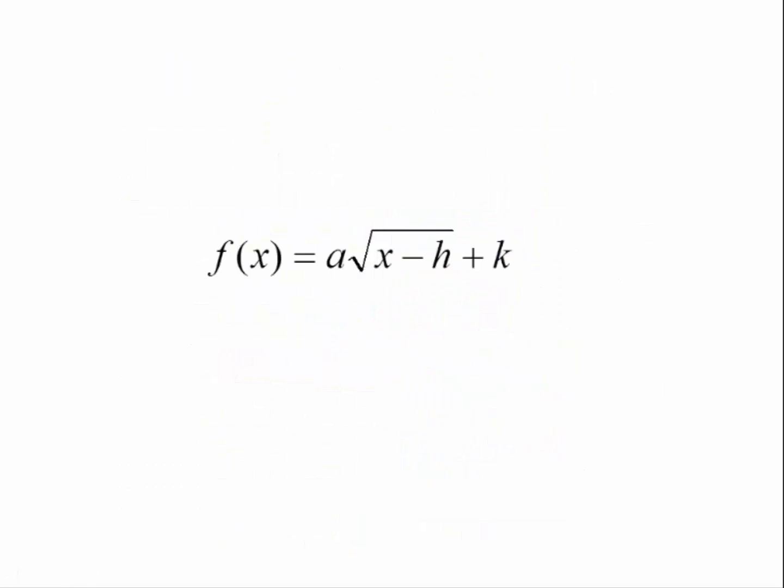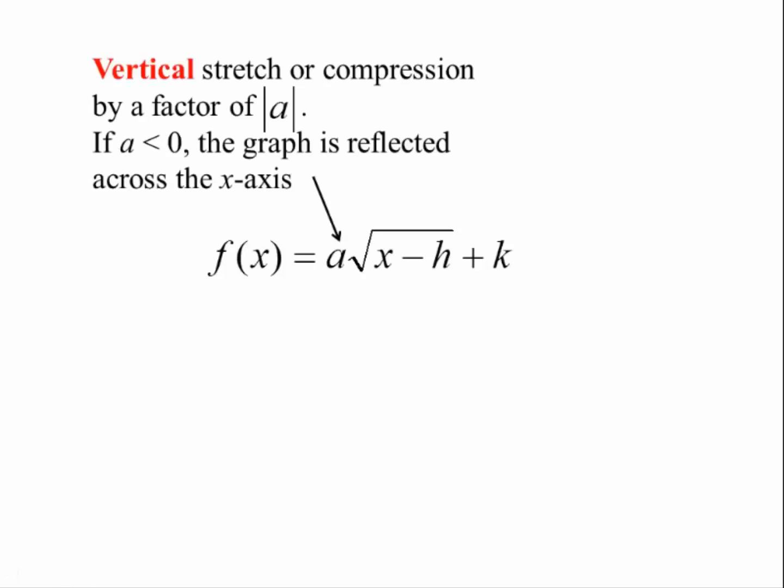Let's summarize the family of these square root functions. In this form, f of x equals a times the quantity square root of x minus h plus k. A is a vertical stretch, or it could be a compression by a factor of absolute value of a. If a is larger than 1, it's a vertical stretch. If a is in between 0 and 1, it's a compression. If a is negative, then it's a reflection across the x-axis.